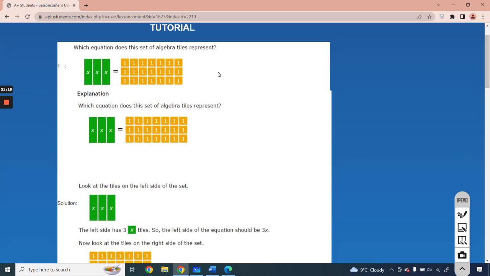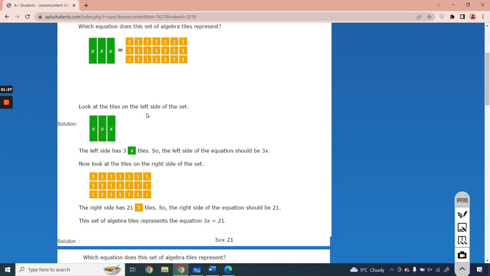Okay, write equations. Which equation does the set of algebra tile represent? So we have to write the equation. Got it? Okay, look at the tiles on the left side. So here you have 3 green tiles with x written on them. Got it? That means it would be 3x tiles. Got it? So the left side of the equation should be 3x.